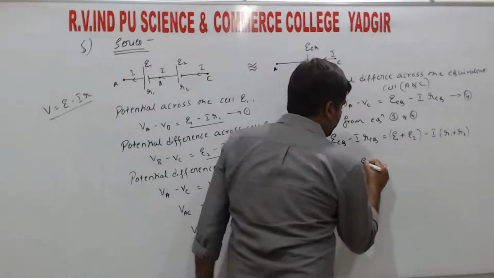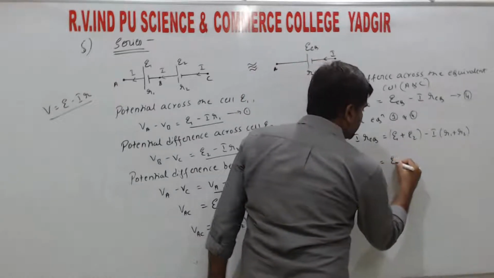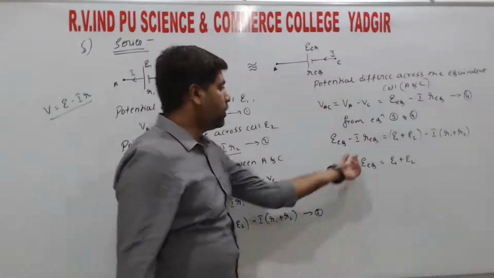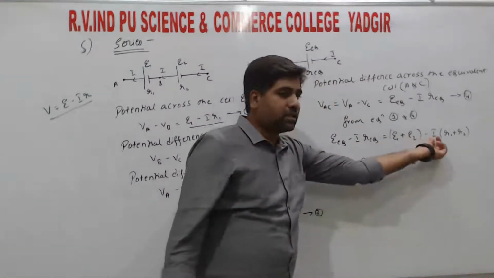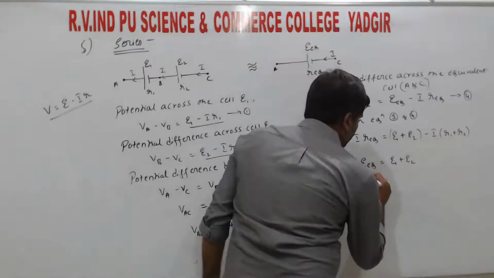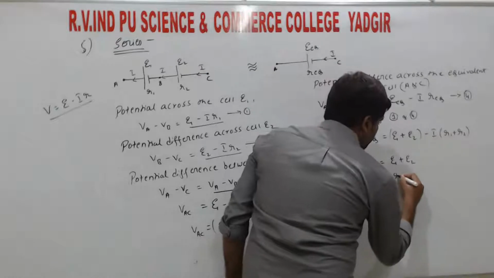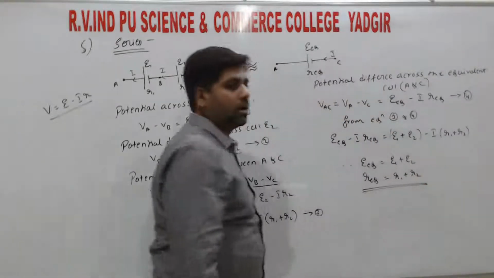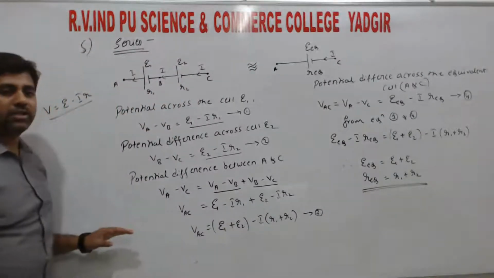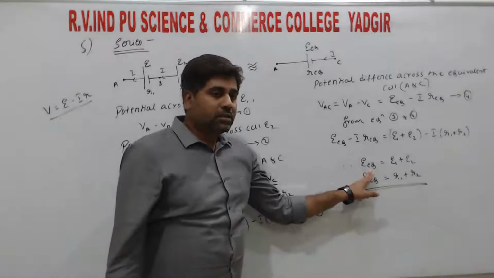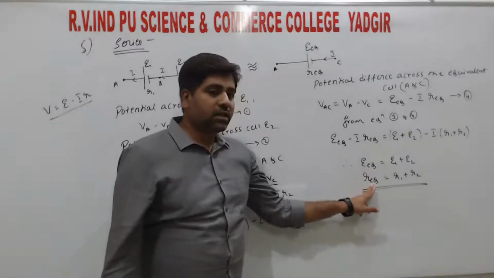So therefore E equivalent is equal to E1 plus E2, right? So in place of I we have I as it is. So in place of R equivalent we have R1 plus R2, right? So R equivalent is equal to R1 plus R2. So this is the final expression for the relation. That means we find the equivalent cells in series and also equivalent resistance in series.